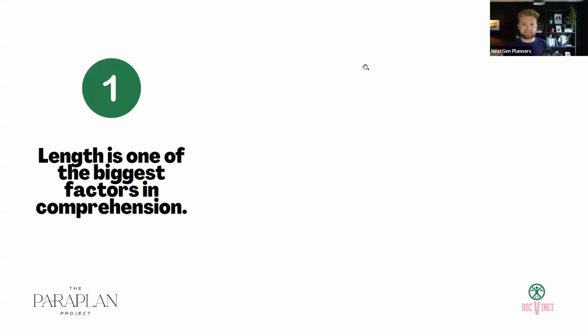So what we find is that length is definitely one of the biggest factors in comprehension. A 60-page annual review doc is completely different to a 12, 13, even fewer page annual review report. The task for a client in reading those two is completely different. And therefore, you're leaving stuff out in the aim of actually getting them to understand the really key points that you're trying to get across to them.